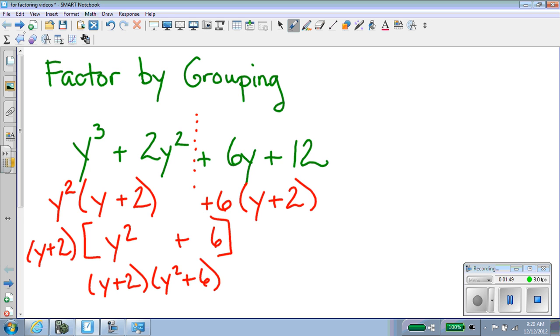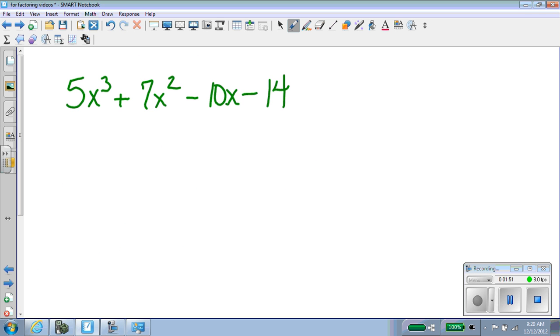Okay, let's try that again. All right, we have 4 terms that have nothing in common. I'm going to divide them into 2 and 2. The negative goes with the 10, so the minus sign goes with the 10. These first 2 have x squared in common, leaving 5x plus 7.